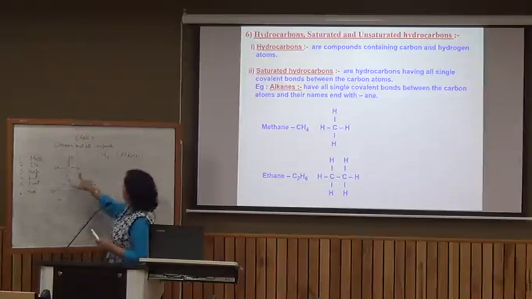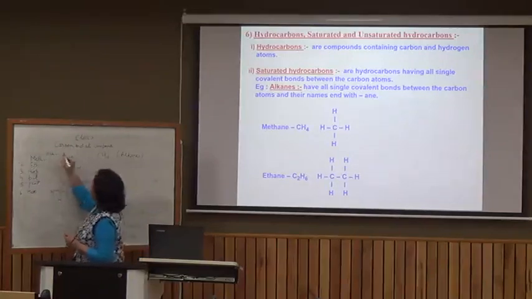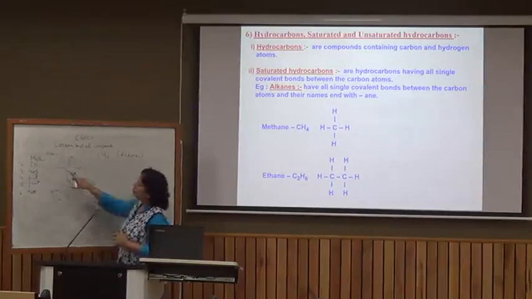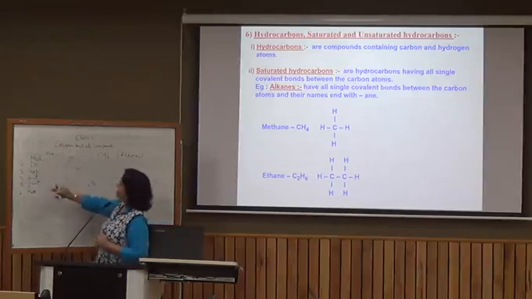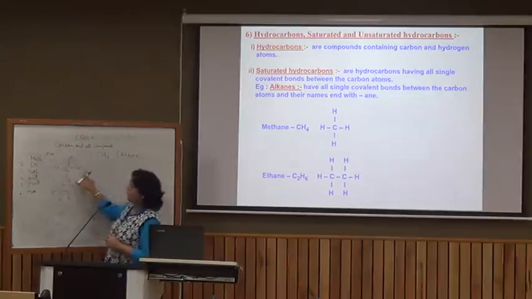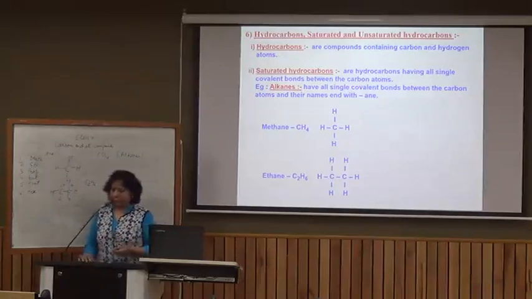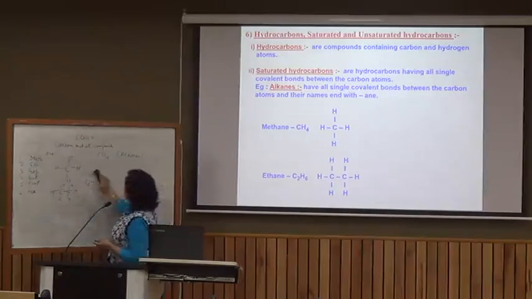Now if there is a single bond between carbon and carbon atom, then the ending, the second part, will be ane. As I said, these compounds are called alkanes, so the next part will be ane. So the hydrocarbon with a single carbon atom becomes methane. Its name is methane. Same way, the hydrocarbon with 2 carbon atoms, eth and then ane, its name is ethane. Now let us study about the unsaturated hydrocarbons.